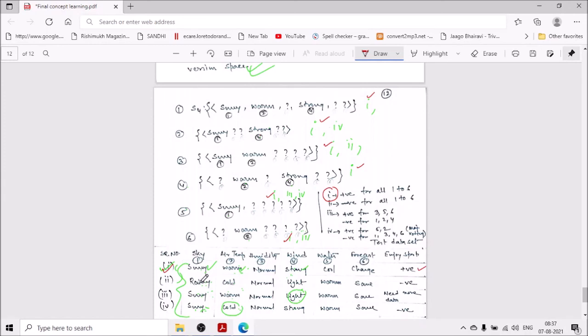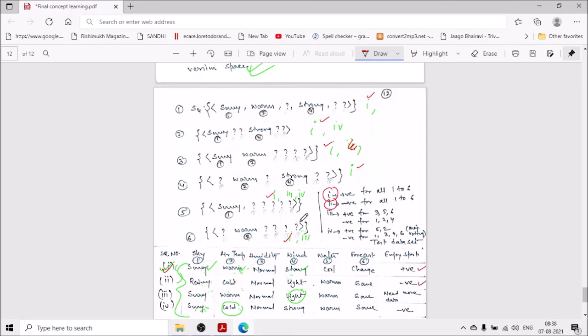Now the second one is rainy, cold, normal, light, warm, same. So no one is satisfied, only this one. Sunny and warm: the second one should not be satisfied because sunny and warm is there, but here rainy is there, so it should not be considered. So no one satisfies the second one. So all say it is negative. So definitely it will be negative.